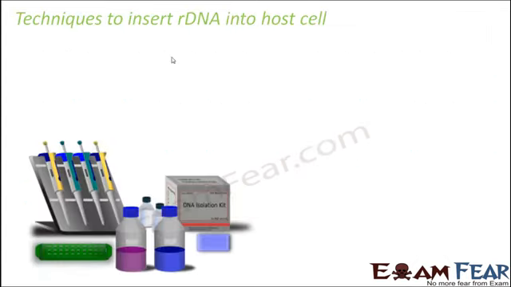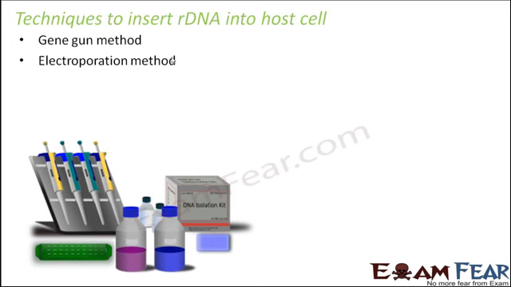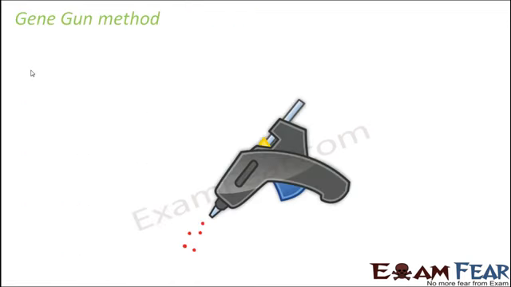So now we will discuss the techniques to insert recombinant DNA into the host cell. Some of the important techniques which help in this process are the gene gun method, electroporation method, and micropipette method. These are some of the very common methods which are extremely useful in inserting recombinant DNA into the host cell. Now we will discuss each of these methods in detail one by one. So let us start with the gene gun method.